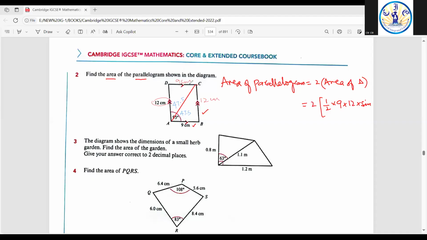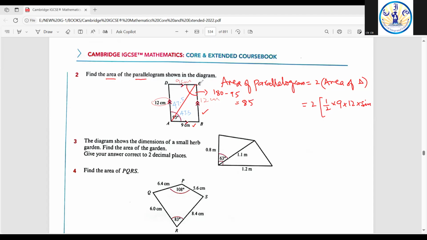We know that the opposite angles of a parallelogram are supplementary. So this angle is going to be 180 minus 95, which is 85.